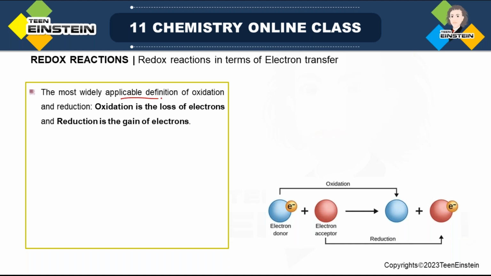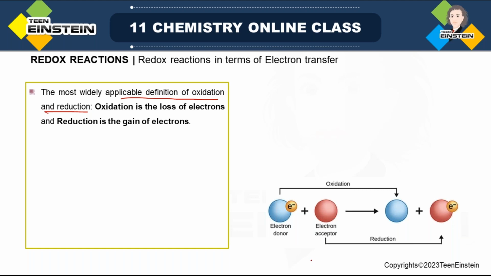The most widely applicable definition of reduction and oxidation is this one. So when we say oxidation, you don't have to think about whether it is addition of an electronegative element or removal of an electropositive element. Just think about whether there is loss of electron or not. It is simple, right? Compared to all the previous definitions. And reduction, obviously, is the opposite process, that is, gain of electron.